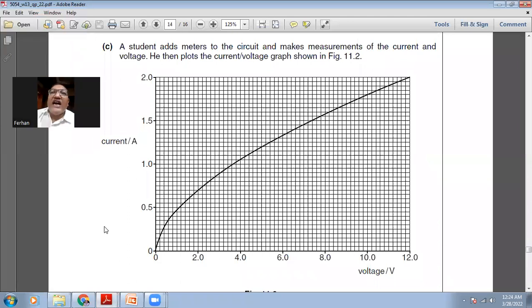That's the C part. A student adds meters to the circuit and makes measurements of the current and the voltage. He then plots the current-voltage graph shown in the figure. So here the I-V graph is shown. The current is on the y-axis and the voltage is on the x-axis. Remember, the slope of this graph will be I by V, and that will be equal to 1 by R. So the slope is equal to the reciprocal of the resistance of this filament lamp.